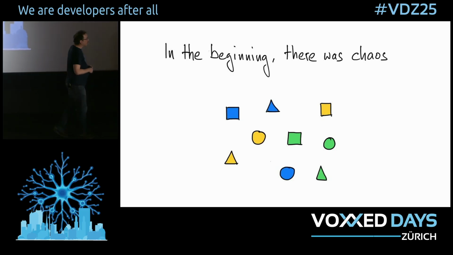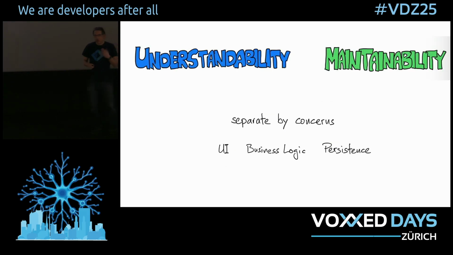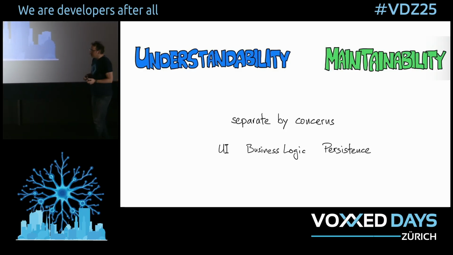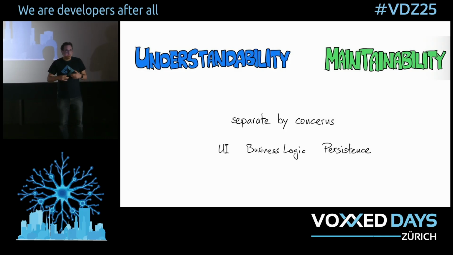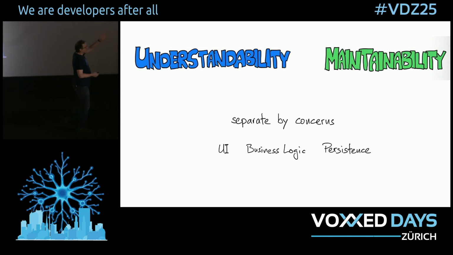But over time, our programs grew bigger and bigger and bigger, and we needed some ideas to keep them understandable and maintainable. And one of the first ideas was that we should separate things by concerns. And then, I don't know who, someone came up with the idea, let's make UI, business, and persistence.